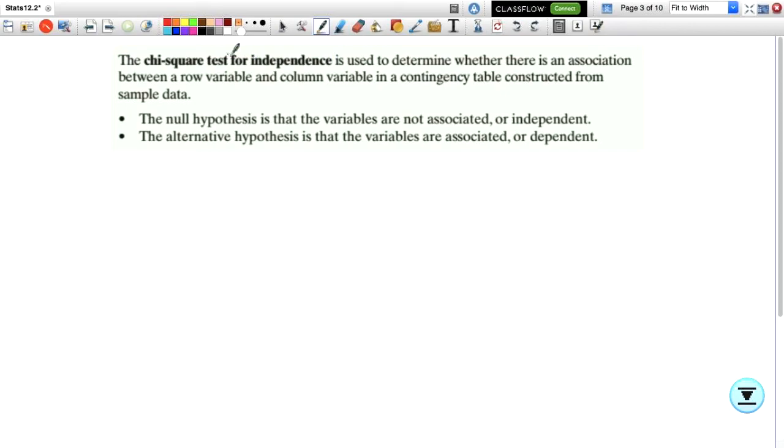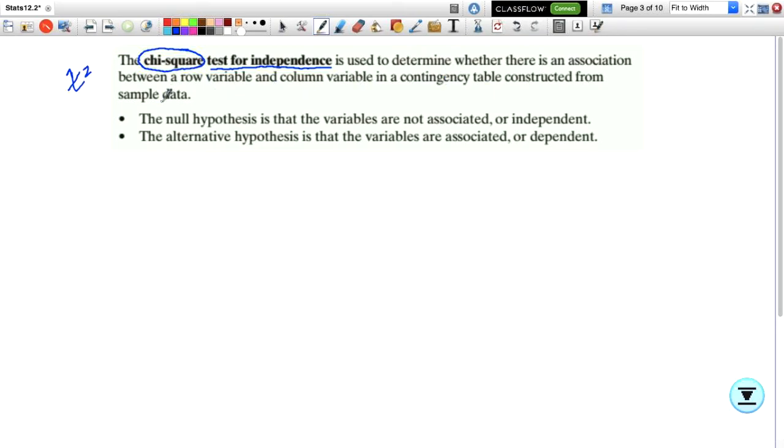So, one thing that's a little different for our test of independence, and they're telling you right here, boom, look at that chi-squared again. So we're going to be dealing with our chi-squared notation and calculations, actually. So this test is used to determine whether there's an association, okay? So whether there's a dependent or independent relationship, an association between a row variable and a column variable in a contingency table constructed from sample data.